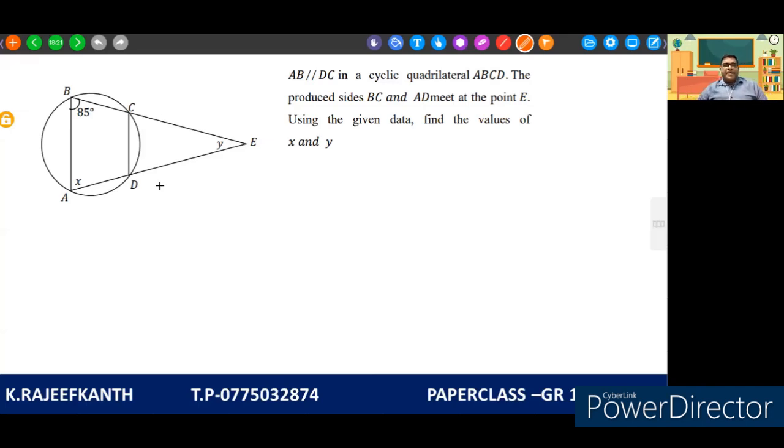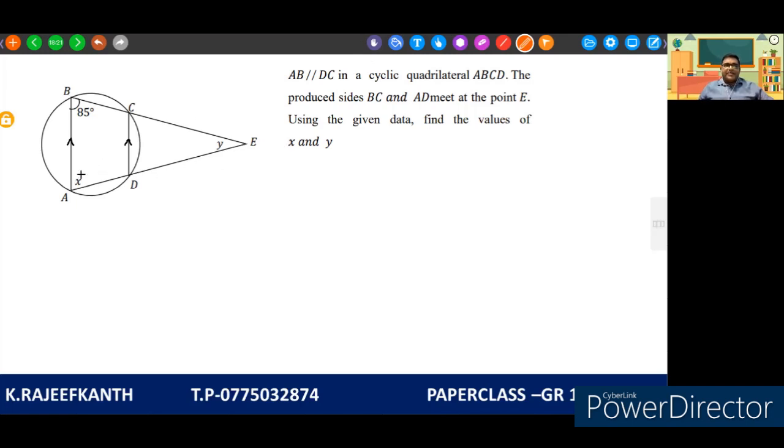Right, here AB is parallel to DC. So first we have to mark that AB is parallel to DC. That means corresponding angles are equal, alternate angles are equal, and the sum of allied angles is 180 degrees. So if these two lines are parallel, then we can use that. And ABCD is a cyclic quadrilateral, so opposite angles are supplementary and the exterior angle is equal to the interior opposite angle.